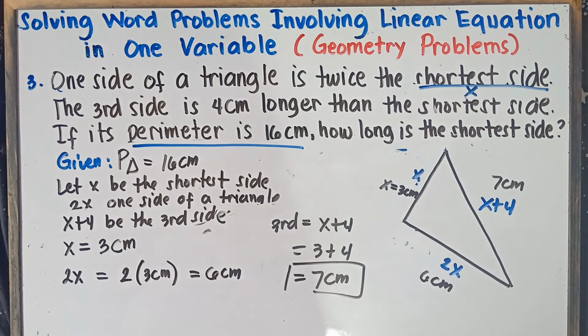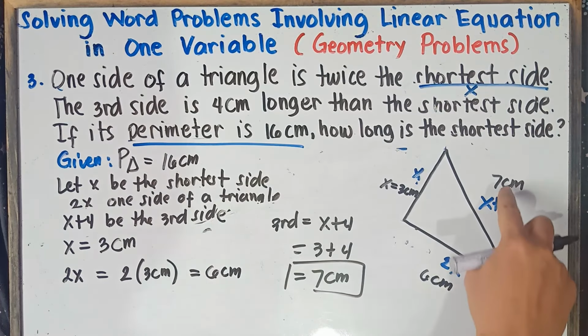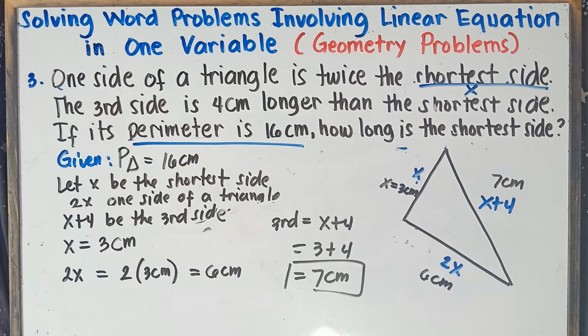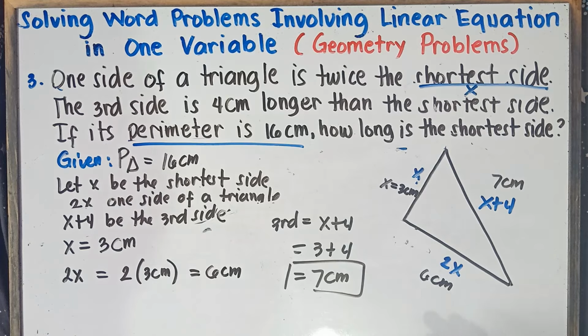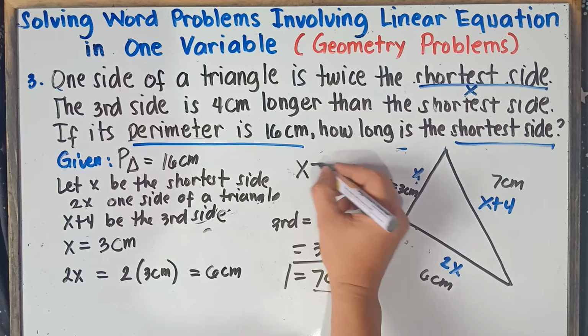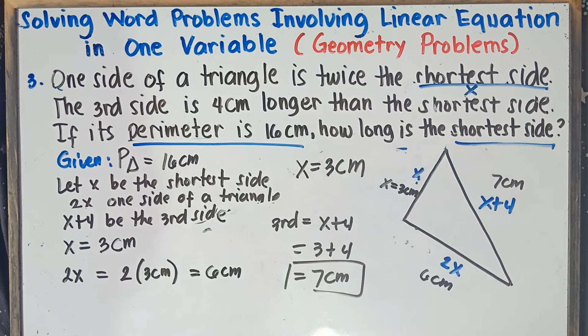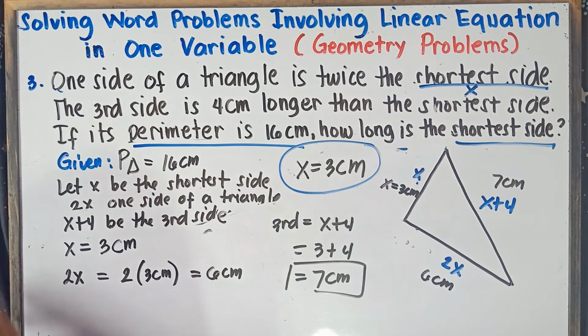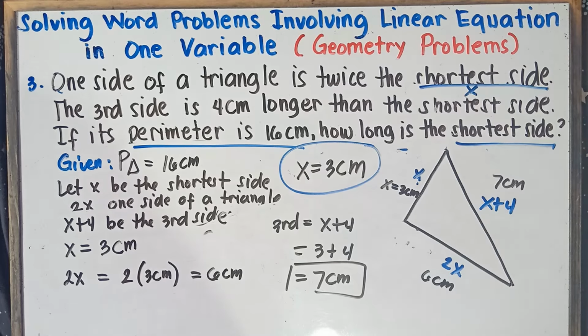Alright, so if you add this up, can we get 16? 7 plus 3 would be 10, plus 6, that would be 16. Yup, all set. But for our answer, class, we are told to find the shortest side. Therefore, our answer is x equals 3 centimeters. That's it, class. That's the answer with regards to example number 3.